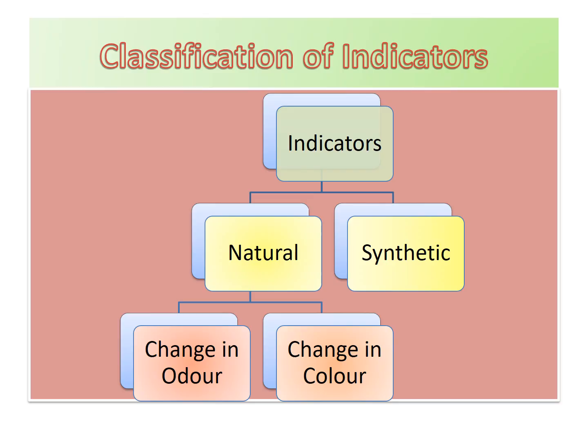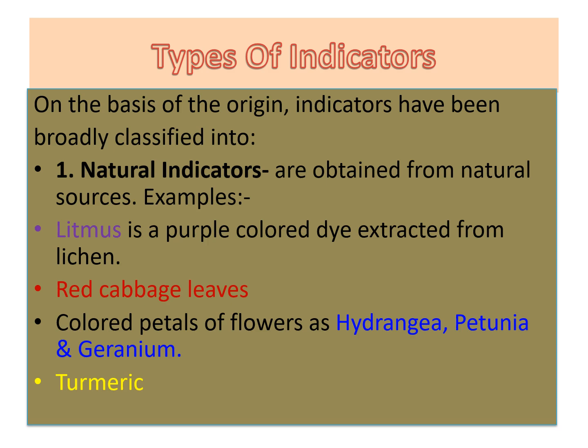So how do we classify the indicators? On the basis of their sources. Indicators might be of two types: natural indicators or synthetic indicators. And how do they perform their role? They change the odor or they change the color in different mediums. Let's study these indicators a little bit in detail.